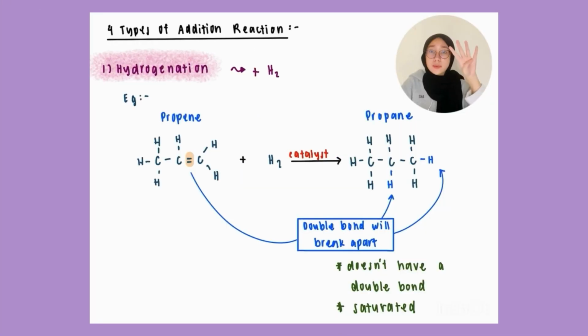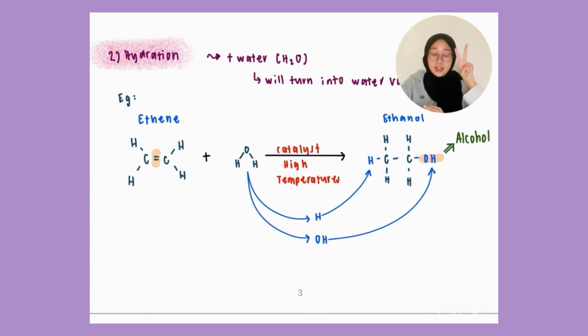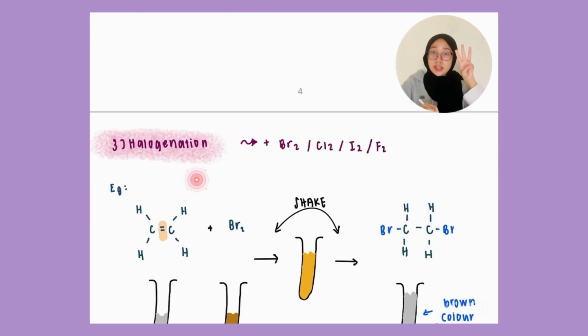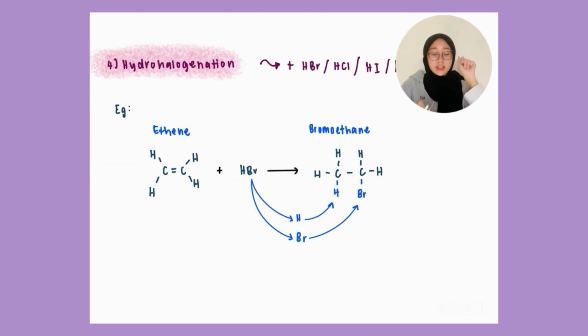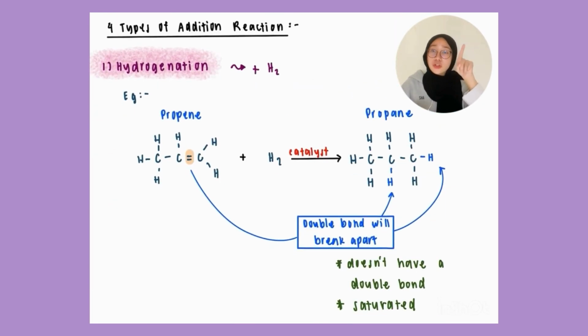Okay, there are 4 types of addition reaction. Firstly, hydrogenation. Secondly, hydration. Third, halogenation. And fourth, hydrohalogenation. So, firstly, hydrogenation.